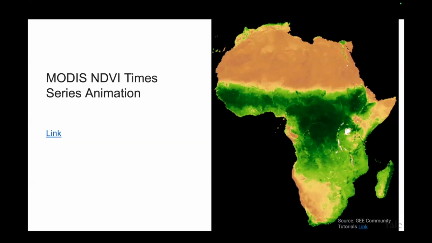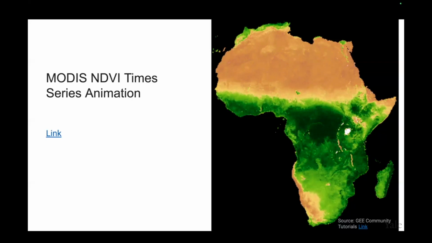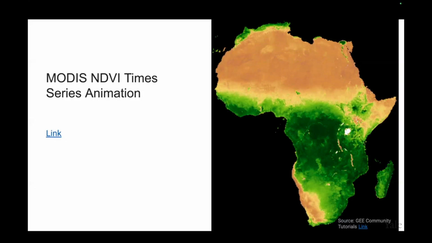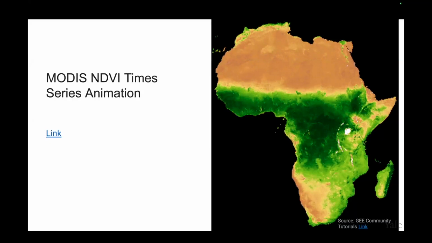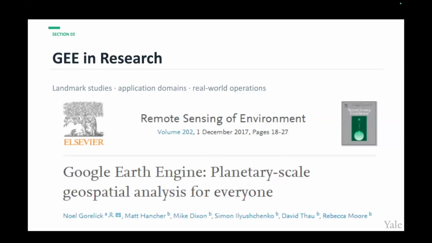This is one of my favorite animations, the beating heart of vegetation, just looking at all the NDVI time series animation. Most of these can be done in Earth Engine in a very short line of code. But this is cool stuff. Let's talk about how it is used in research.